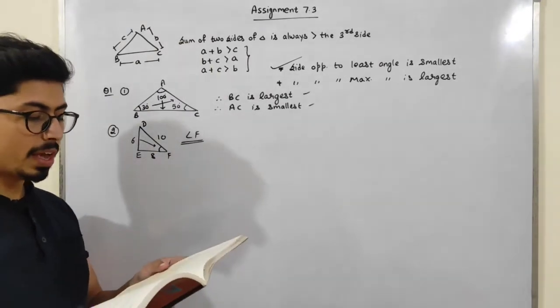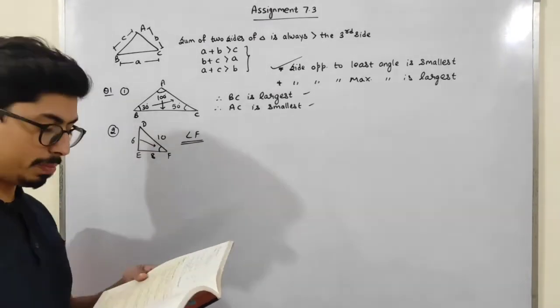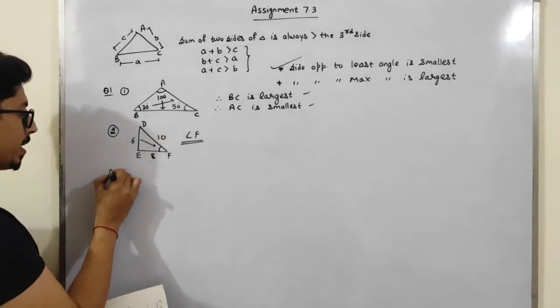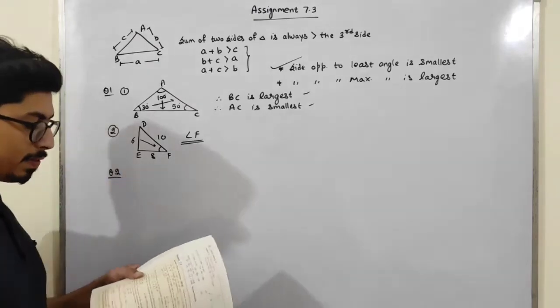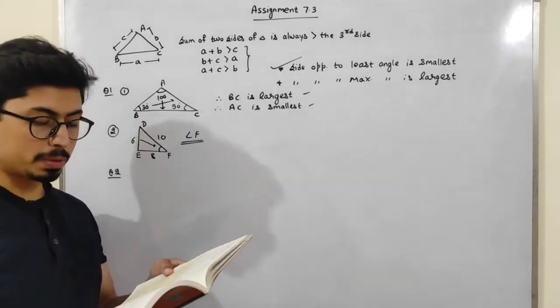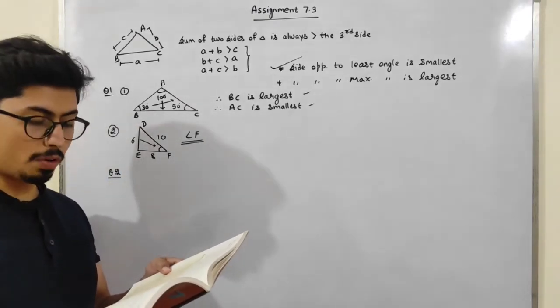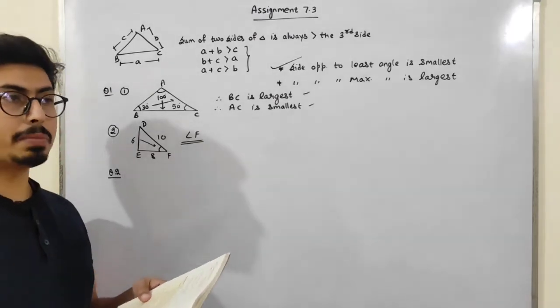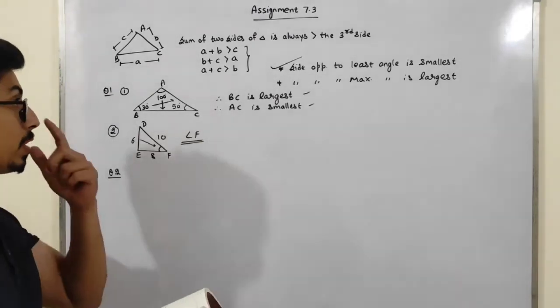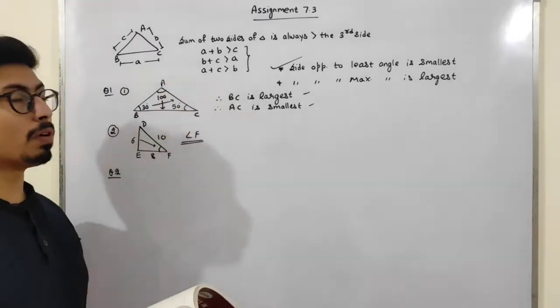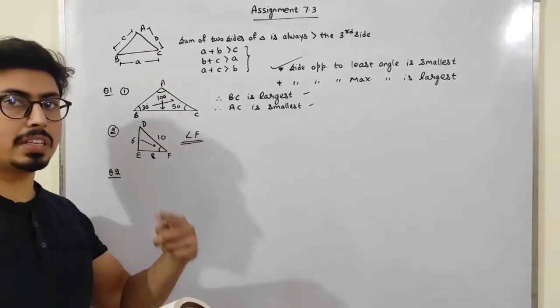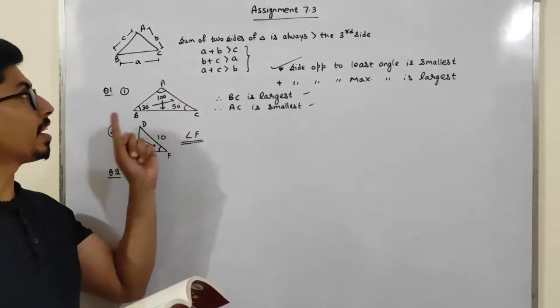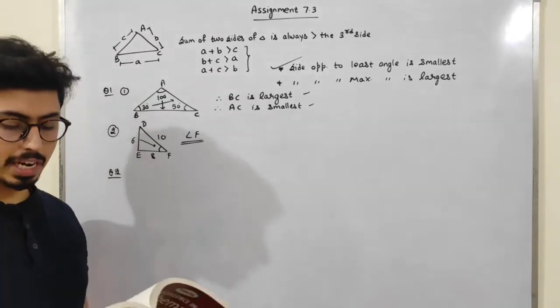Now students, moving forward to the next question. See, in this question, what do we have to do? Which of the following can be the possible lengths in centimeters of a triangle? Which can be the sides of the triangle? See students, we know the property that if the sum of the two sides is greater than the third side, then that triangle can be possible. Other than that, it can't be possible.